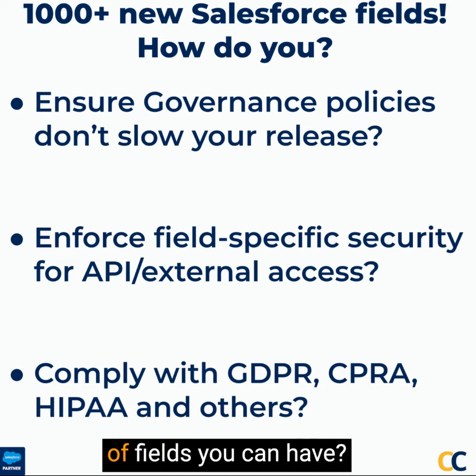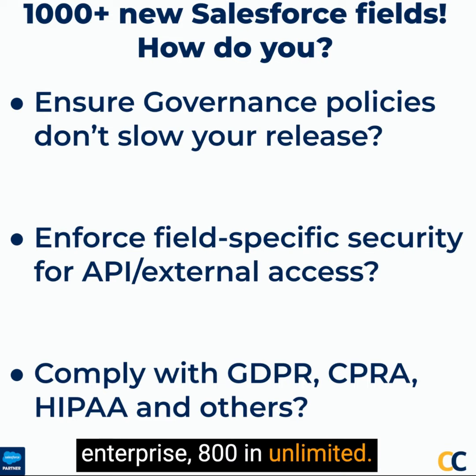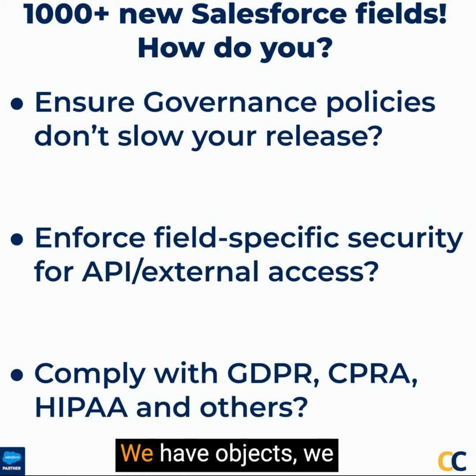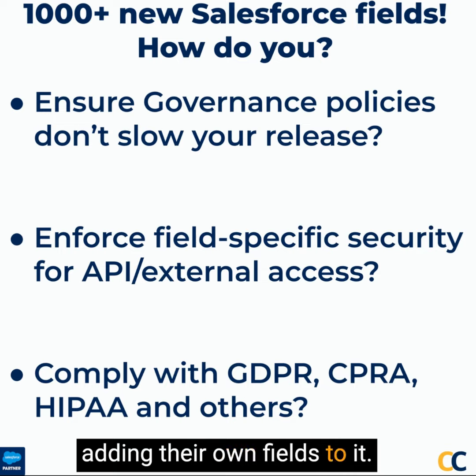So how many fields can you have? You can have 500 in Enterprise, 800 in Unlimited. But in addition to that, you have AppExchange packages. They can add fields, right? We are a vendor. We have objects. We are adding more fields. You have other packages that are extending your current models and adding their own fields to it.